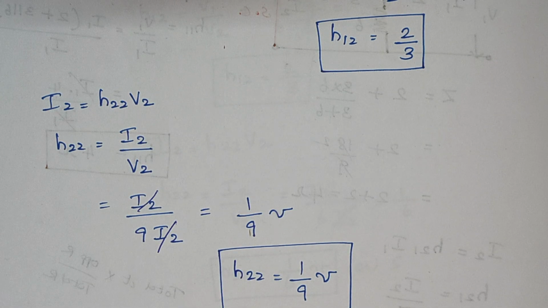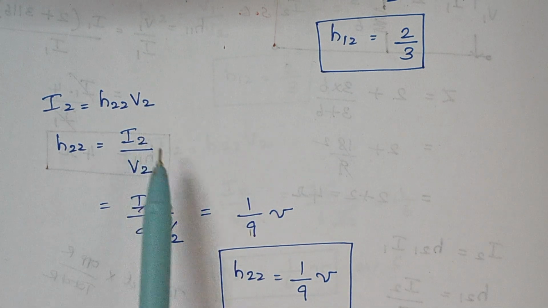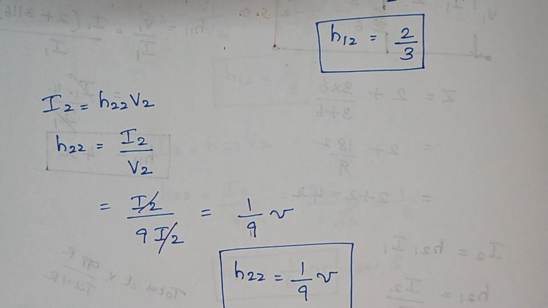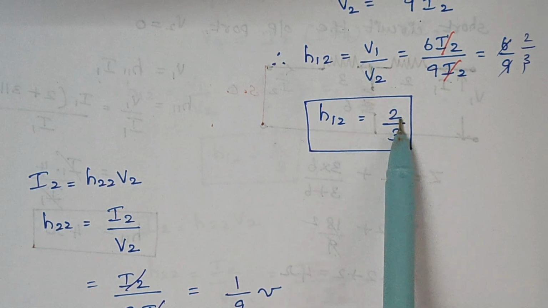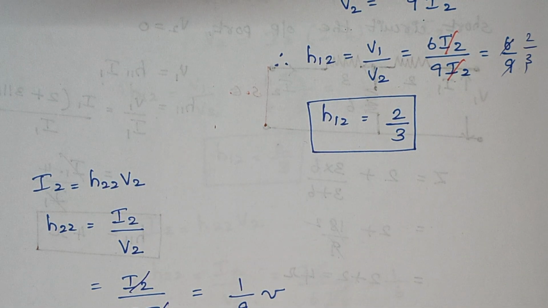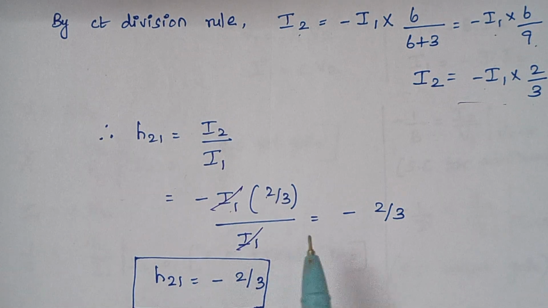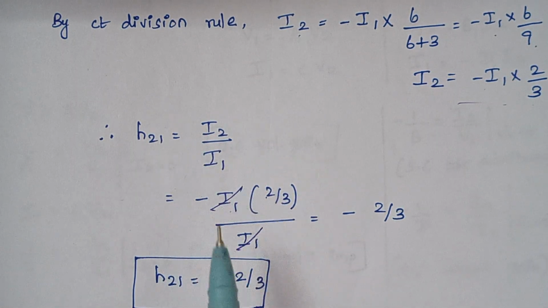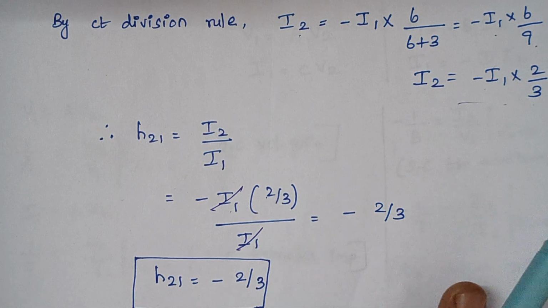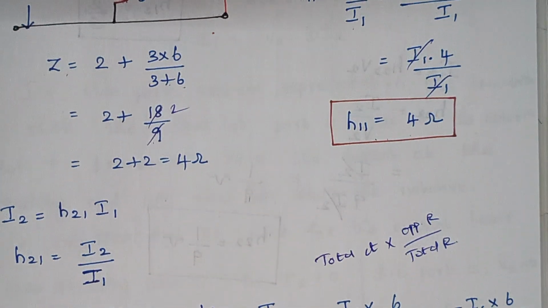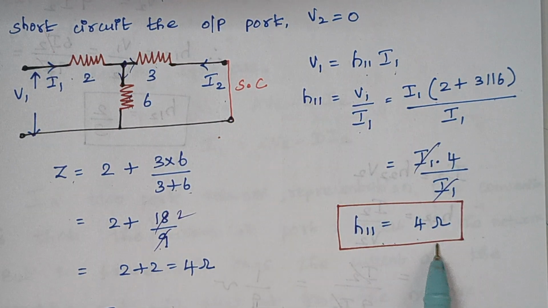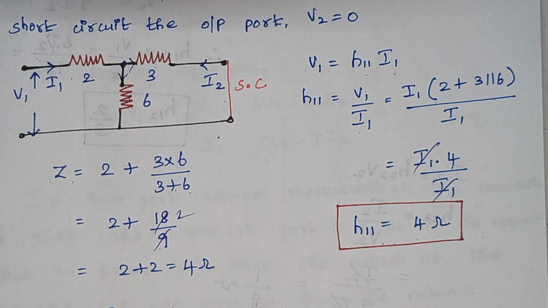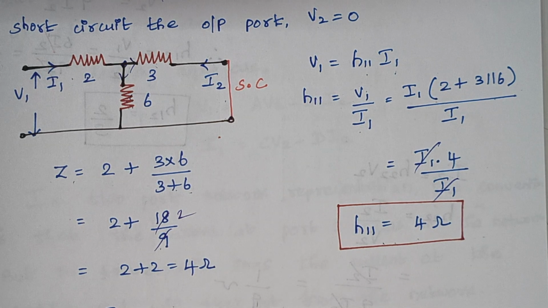Why are we mentioning the unit here? Because it is the ratio of current to voltage. Therefore it is mho. But for H12 you see it is the ratio between voltages, therefore we don't have any unit. Similarly, for H21 also it is the ratio between the currents, therefore there is no unit. And finally for H11, again it is the ratio between voltage to current, therefore the unit is ohms. So always remember to mention the units wherever it is necessary.